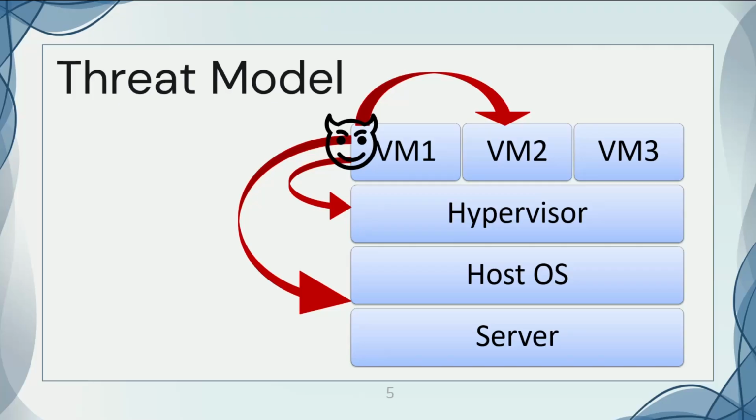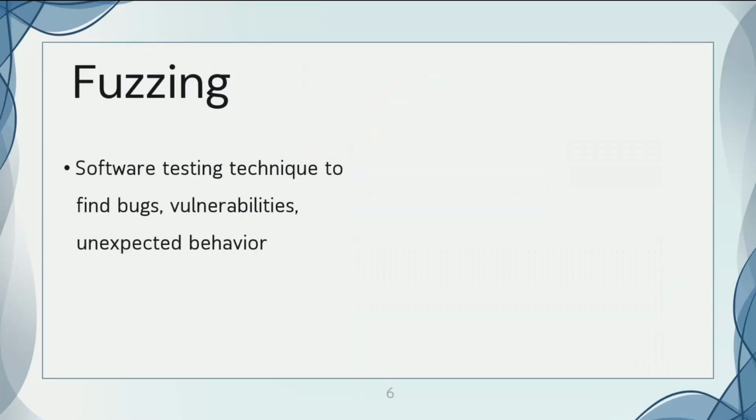So for example, if you have that cloud infrastructure that I was talking about earlier, all the data that is on that server is at risk. If other clients are using that server, using that infrastructure, their data is at risk because another virtual machine on that server was attacked. So now let me briefly go over what fuzzing is.